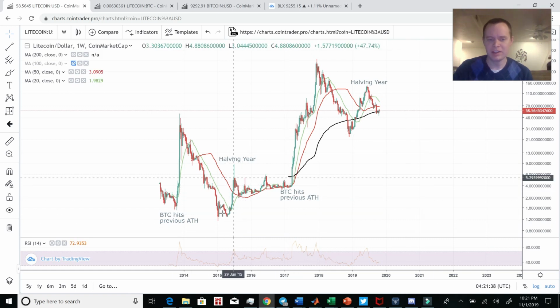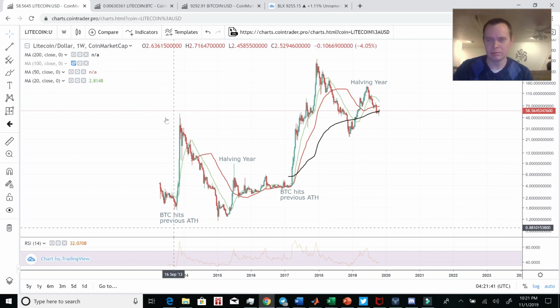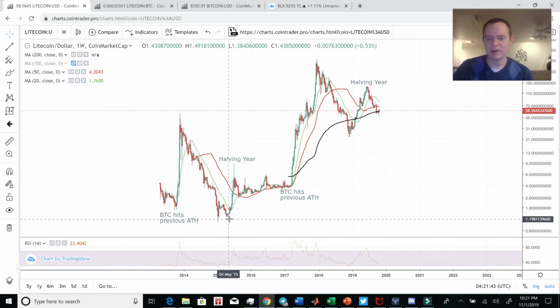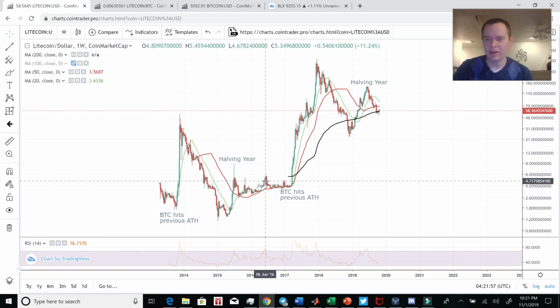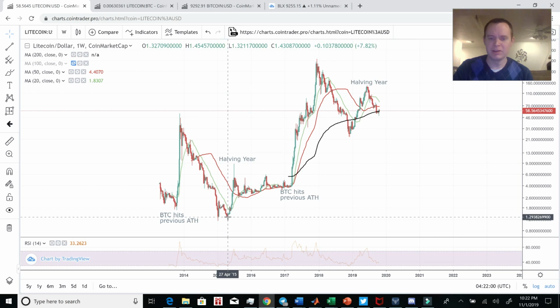spike you see here, that's not nearly as large as when Bitcoin hits a previous all-time high, it occurs a few months before the halving. So if you've ever heard the advice, buy the rumor, sell the news, it's kind of important actually, because with Litecoin and with a lot of other coins, the valuation of something typically occurs before it actually happens. And so you can see back in 2015, leading up to the halving, Litecoin saw a pretty significant gain.